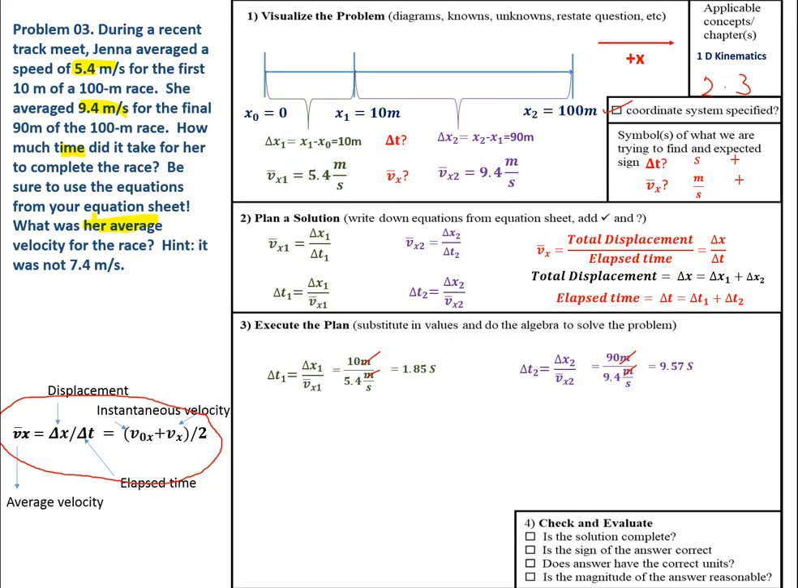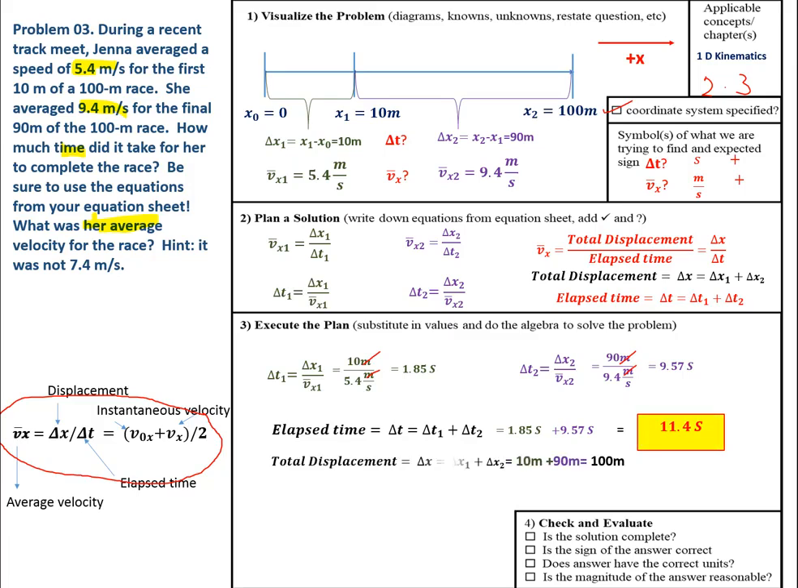Then let's add the two time intervals to get the total elapsed time. Once you do that, you have 1.85 seconds plus 9.57 seconds is equal to 11.4 seconds. Then the total displacement is the displacement for the first segment plus the displacement for the second segment, you get 100 meters. Or else you can simply take 100 meters minus 0 for the total displacement.